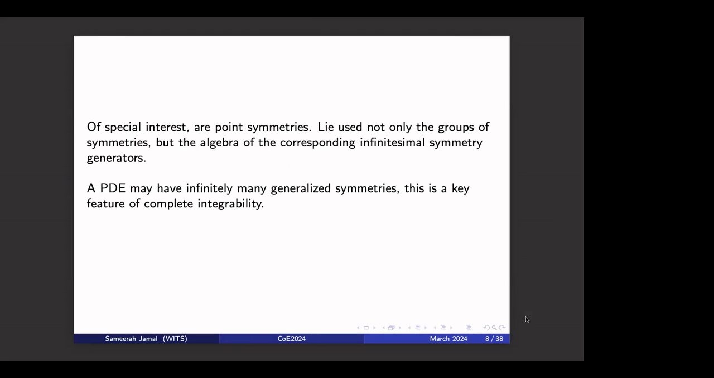So we have point symmetries, which are probably the most widely used symmetries. These are where your symmetry depends on just your independent and dependent variables. You could also have generalized or Lie-Bäcklund symmetries, whereby these symmetries depend on derivatives of your dependent variable as well. When you have infinitely many generalized symmetries, this is one of the key features of complete integrability for a PDE.